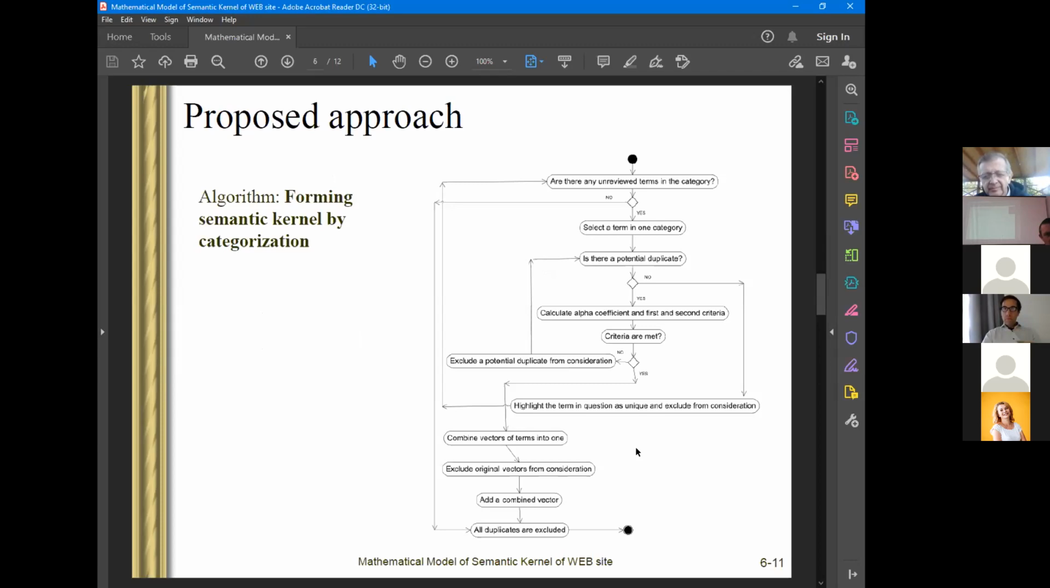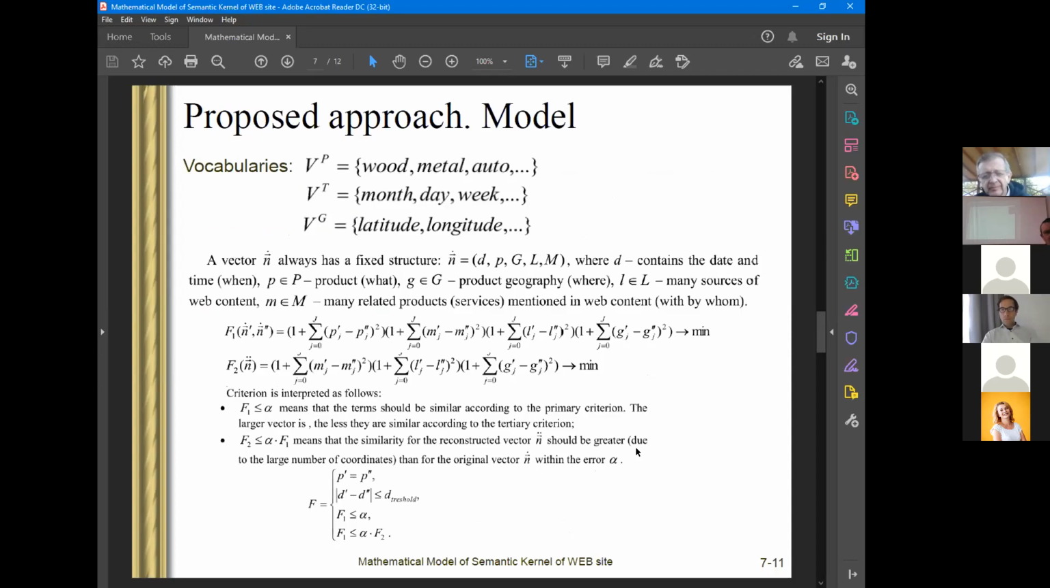This algorithm operates on the basis of the following mathematical models. Slide number 7. It is based on the following assumptions. First, we will assume that the kernel is formed by terms that belong to three dictionaries. Accordingly, there are dictionaries of the terms describing a product, time, as well as geography on the map. That is, we indicate where, when, and what product we want to sell or buy. To describe the semantic kernel, we introduce a vector n with 1 point that consists of 5 components.